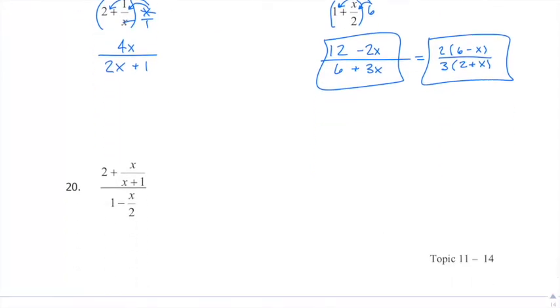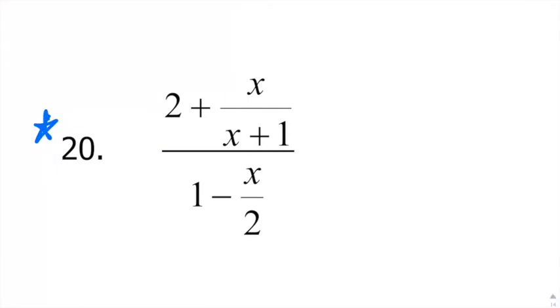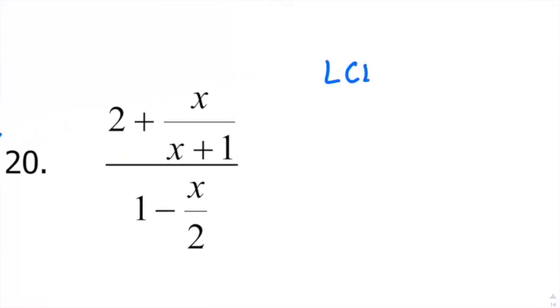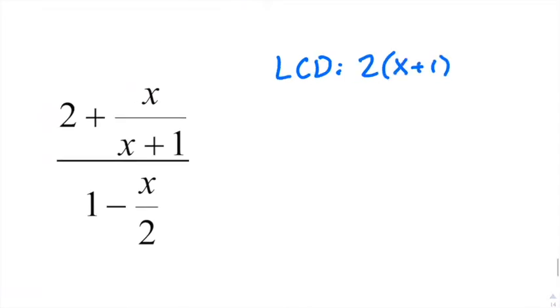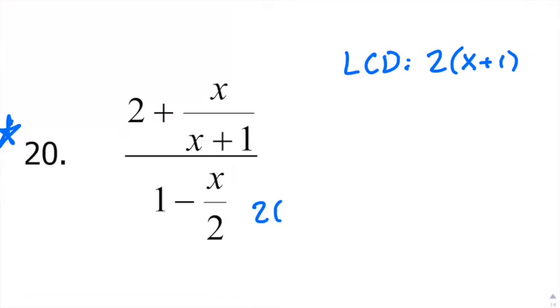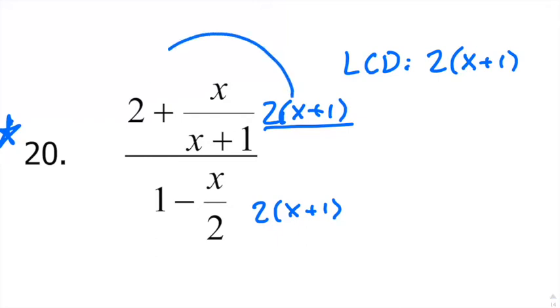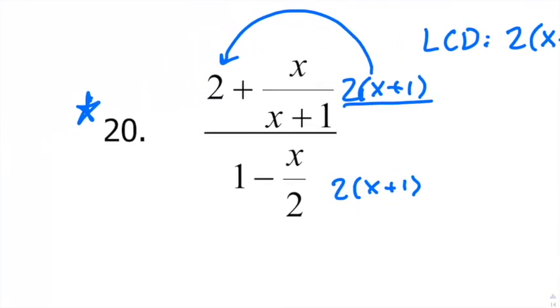Okay, 20 is probably as hard as it gets on these types of problems. This one's a little bit wild because the LCD in this case is a combination of these two denominators here. So it's x plus 1 and 2. So we'll put 2 and then x plus 1. And what's hard here is you actually have to distribute both of those pieces to both the top and bottom. So that means 2 and then x plus 1 times that right there, up there in the numerator.